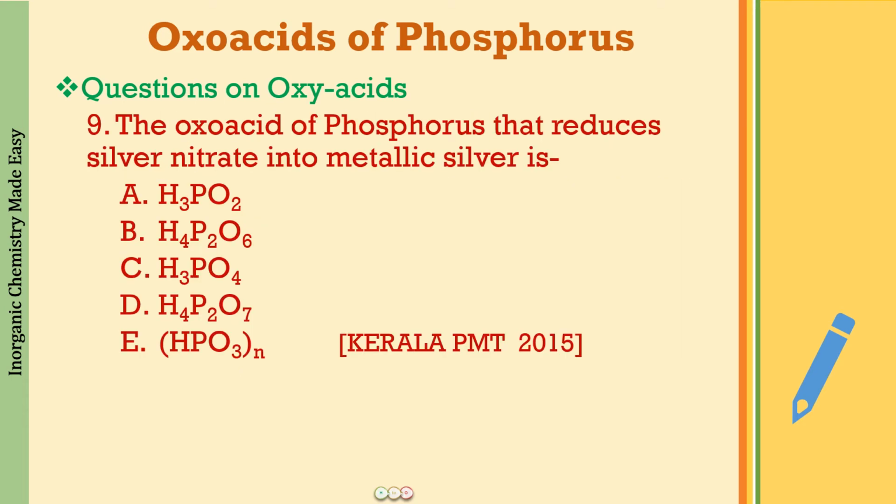The next question: the oxoacid of phosphorus that reduces silver nitrate to metallic silver is H3PO2, H4P2O6, H3PO4, H4P2O7, or HPO3. This is a Kerala PMT 2015 question. This is a reaction which is very importantly given in the properties of these oxoacids. So you should remember this very well.